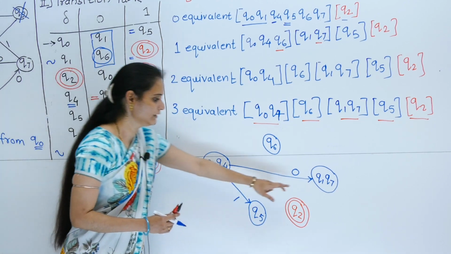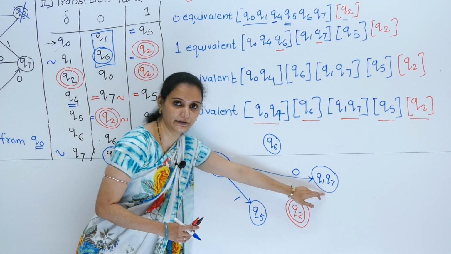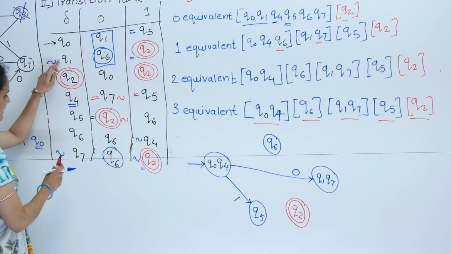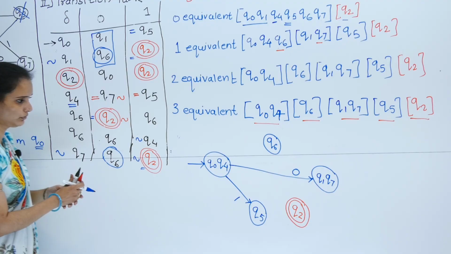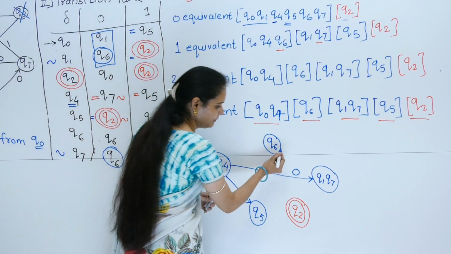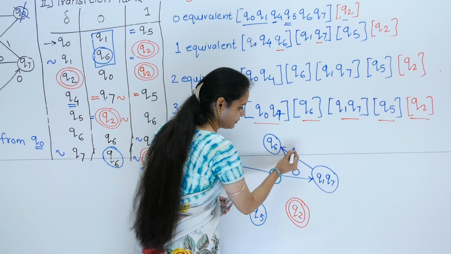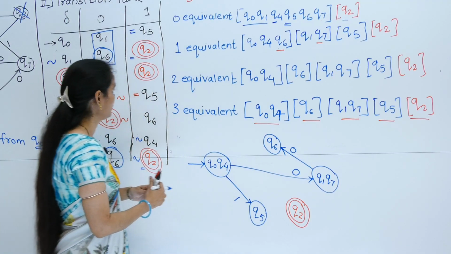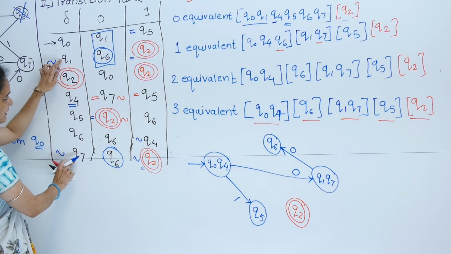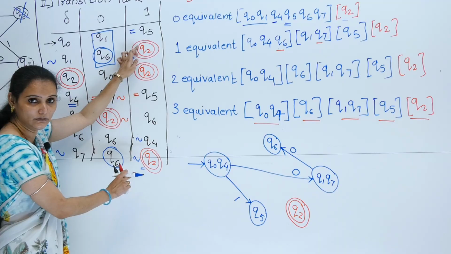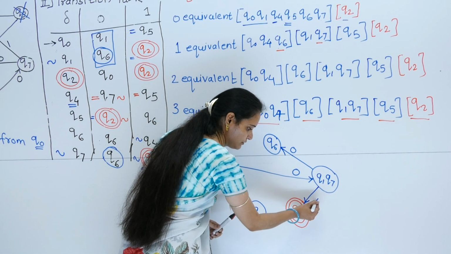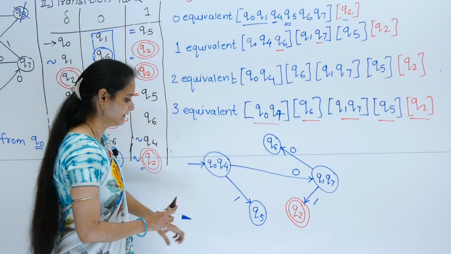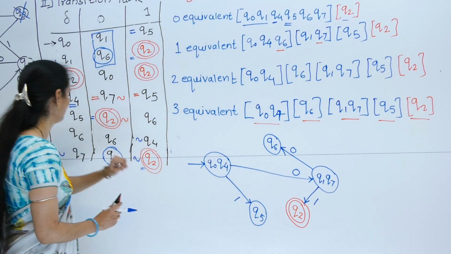Next state is the Q1. So Q1 and Q7, on input 0, it goes to Q6. Q1 and Q7 on input 1, it goes to Q2. So on input 1, it goes to Q2. Then the next state is the Q2.